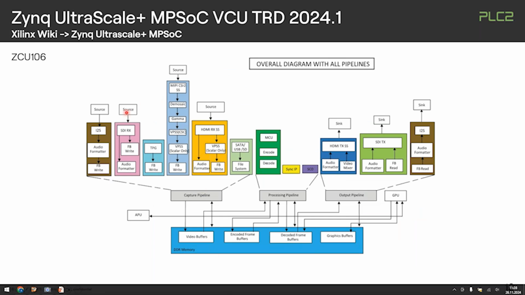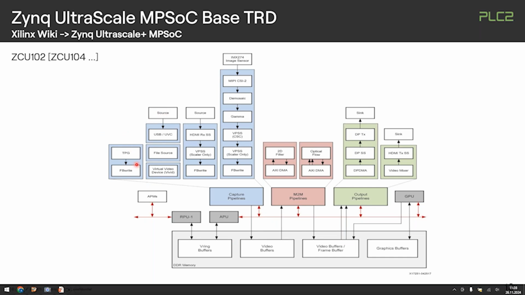It's a lot of connectivity on the input side, and on this board, it's just a bit less. Of course, these TRDs scale with the givens of the boards. But in the end, you can see the same structure as before: you have the input pipeline, you have the output pipeline, and you have your processing from memory to memory. So that's the generic concept.